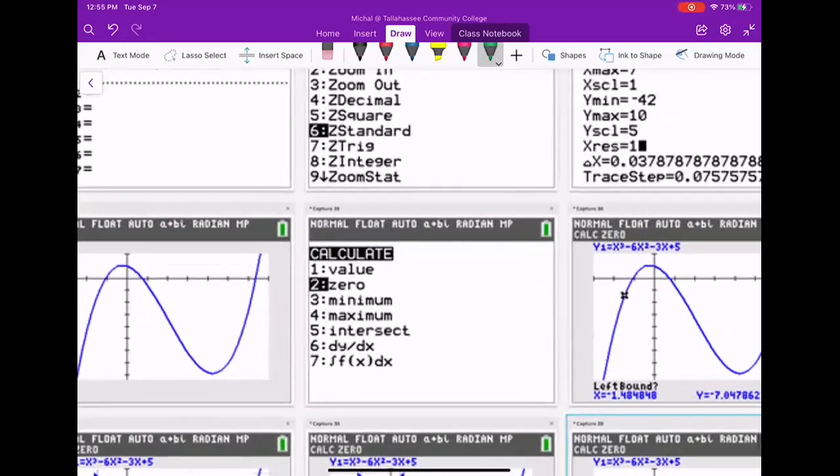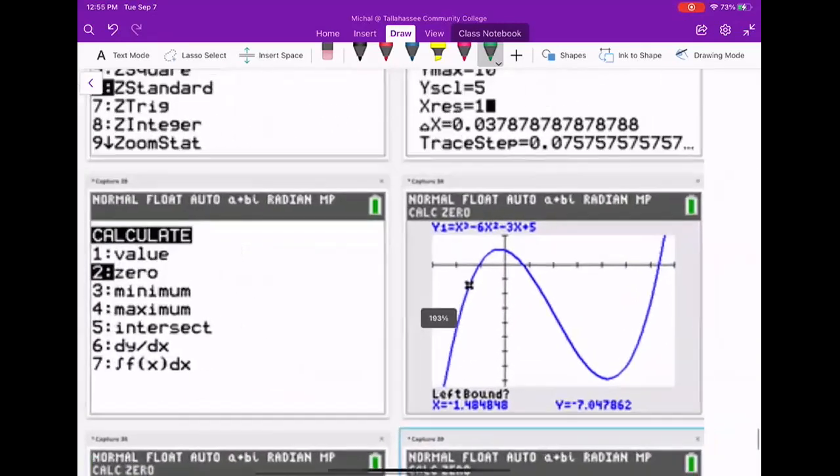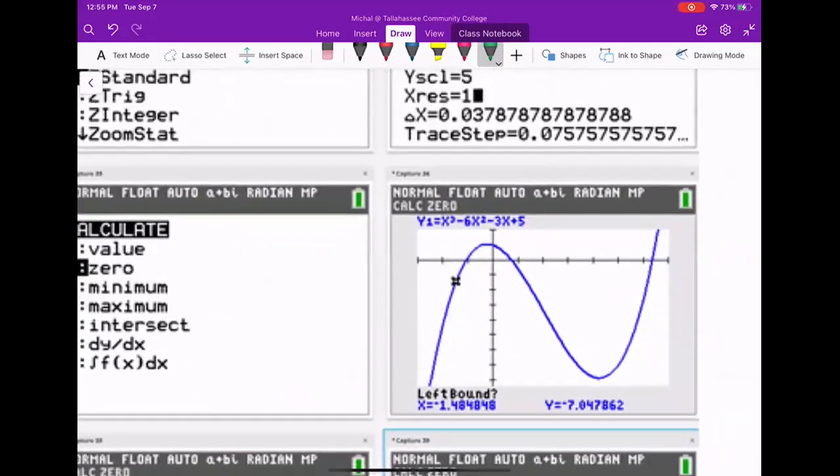And when you do that, you're going to get a screen that looks like this. You have this little X trigger here, or this little crosshairs here for X. You're going to have to select a left bound and a right bound. So I'm going to make sure that my crosshairs here are on the left side of this root right here. And when you hit enter, you're going to get a little line like this.